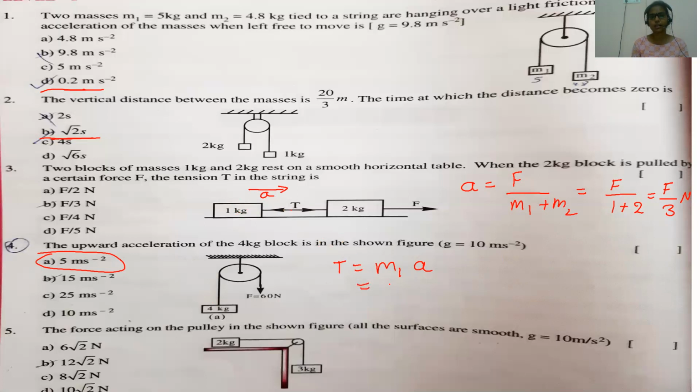What is the mass? 1 kg. Acceleration is F by 3, we calculated here. Okay, substitute that, so that you get the tension. This is actually not Newton, it is meter per second square, and here comes Newton. So we can write F by 3 Newton. The answer is B. Understood? The third question answer is B. First question, second question, and this question.